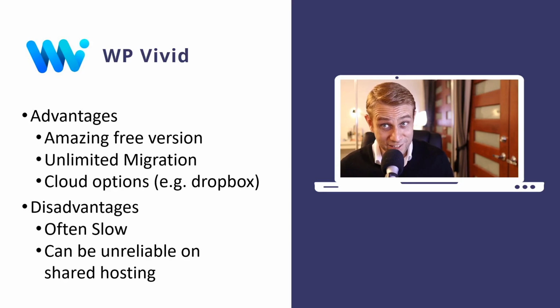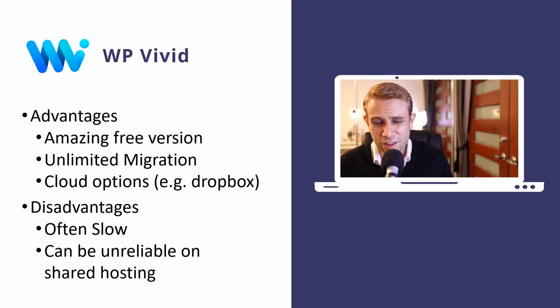So WP Vivid has an amazing free version. This was the only one that could do migration with unlimited size websites, and it can do backups as well. It can do cloud options like Dropbox straight out of the box in the free version. I mean, there was very little reason to ever even go for the pro version. I think the only thing the free version lacks is maybe multi-site, and maybe incremental backups.